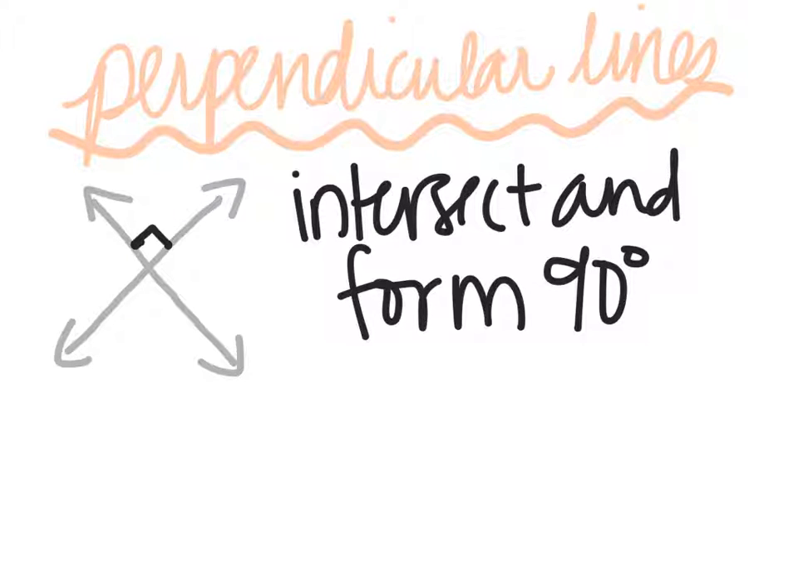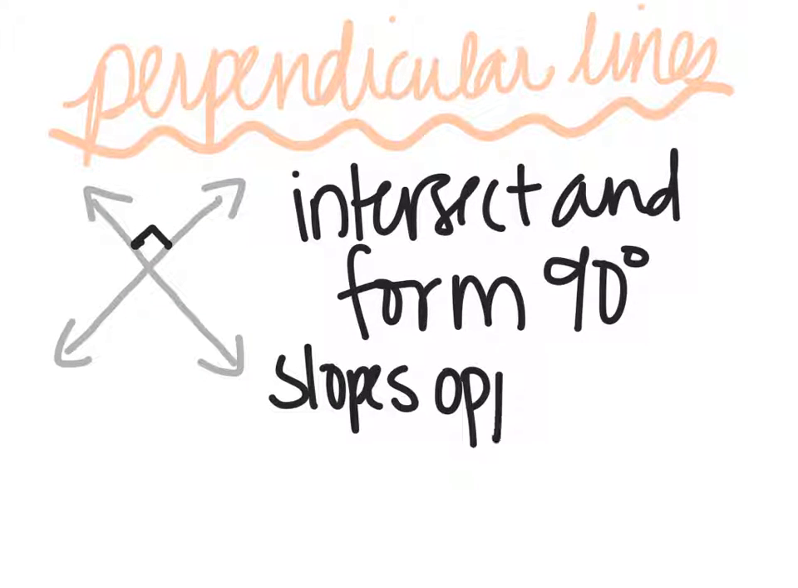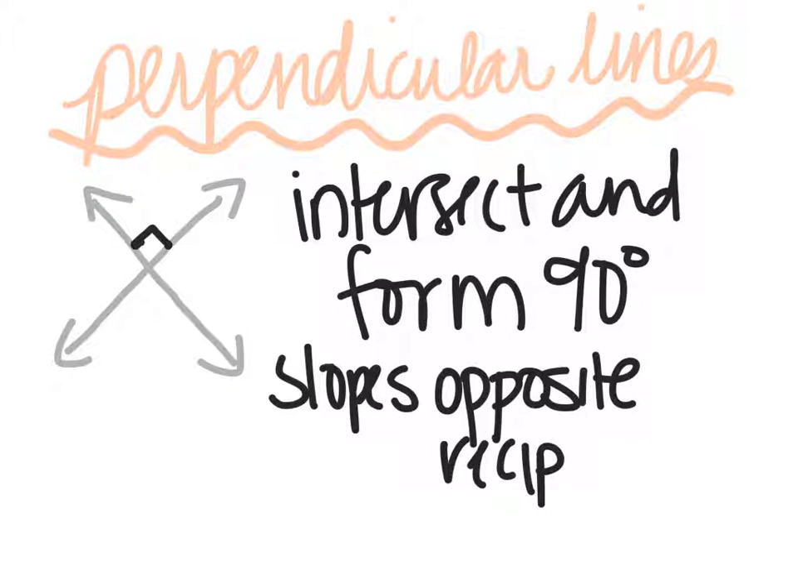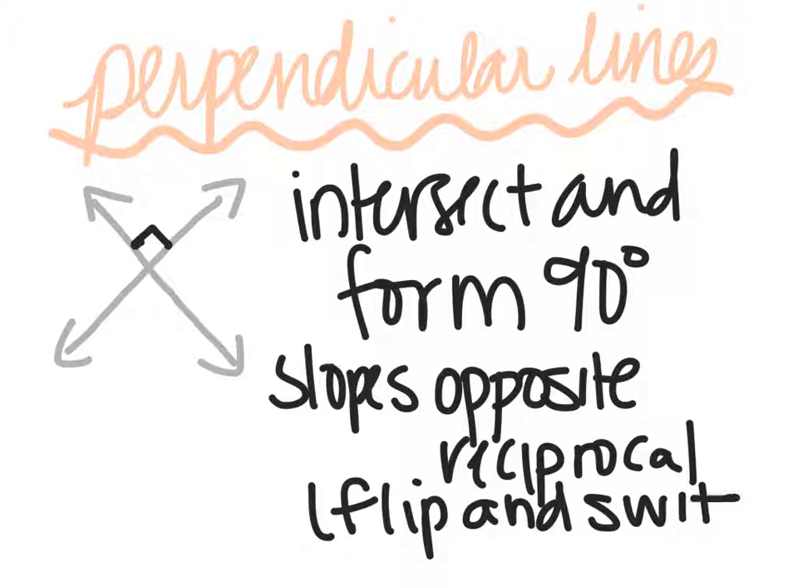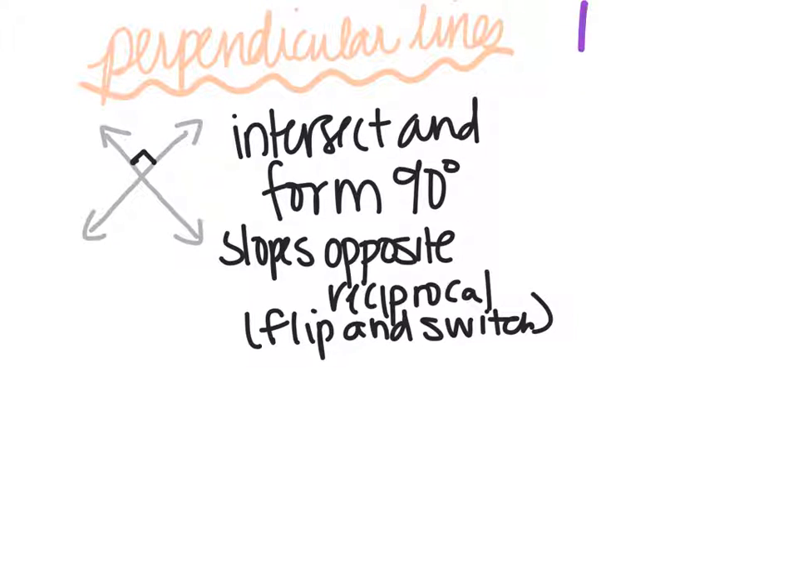But as far as the slopes go, the slopes are mathematically what we call opposite reciprocals. They're called opposite reciprocals, and we often simplify that to be the idea of the flip and switch. It is the flip and switch. Also remember that this is the symbol for perpendicular lines.